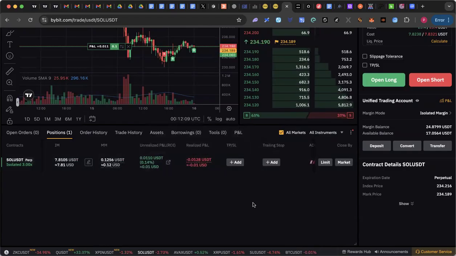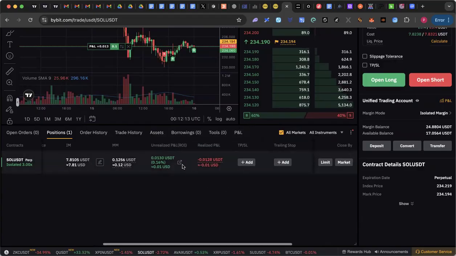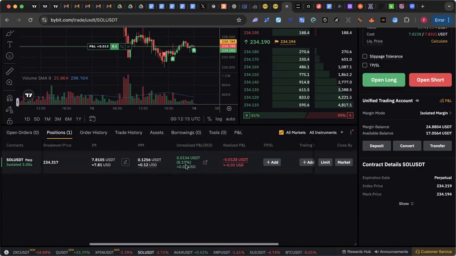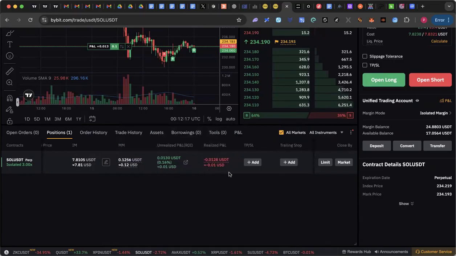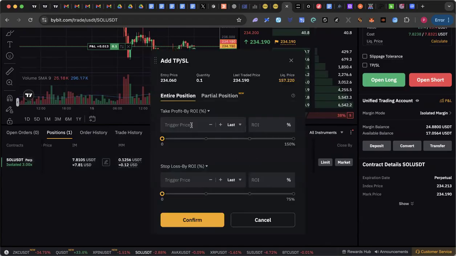Now, if you have not set take profit or stop loss, you want to set it. Very simple. You come to your position, that's where you see TP and SL. You now need to click on this plus sign, add. So I click on add. You want to go there. At what price do we actually want to sell, or take your profit?